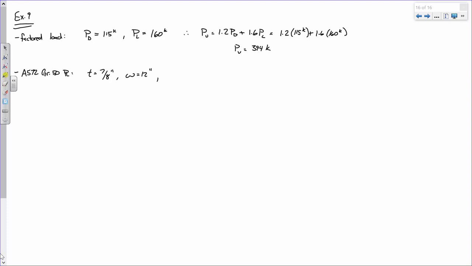You can write them both down if you want, and that's not a bad practice, but what is FU going to be? 65 KSI. And you got that from where? Table 2-4. Exactly right. That's something you should have tabbed if you don't already. If you're looking at a plate that's grade 50, the FU value is 65 KSI.